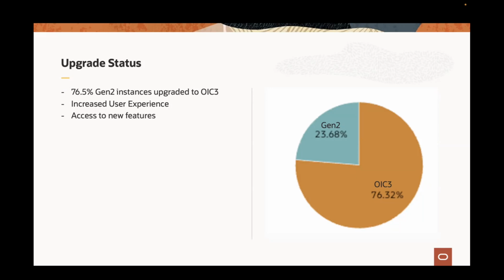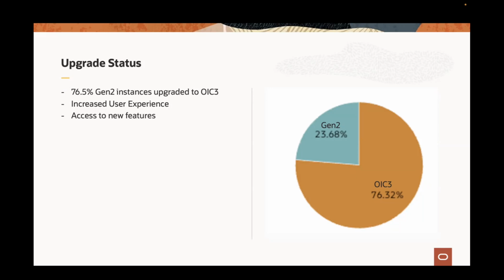The features that we handpicked to go from Gen 2 to OIC 3 were the most popular features. Features that no one was using, or features that were not performing as we had hoped, did not go from Gen 2 to OIC 3. So part of the clean experience that OIC 3 provides is that it's not cluttered with features that no one uses or that are not responsive.